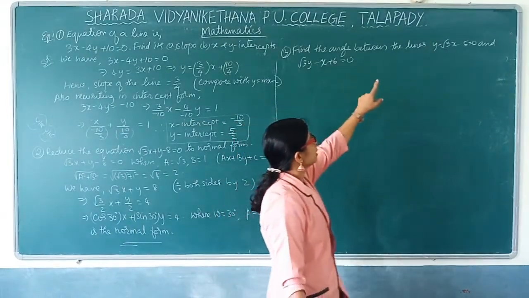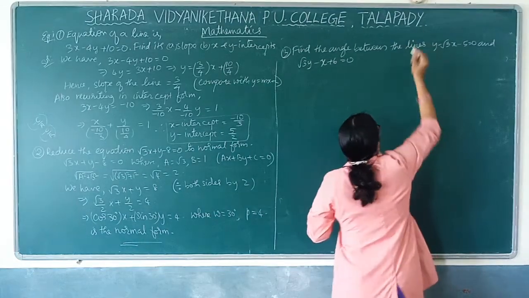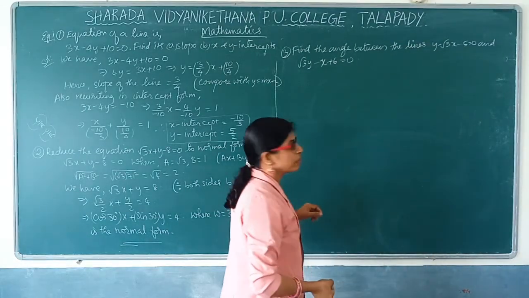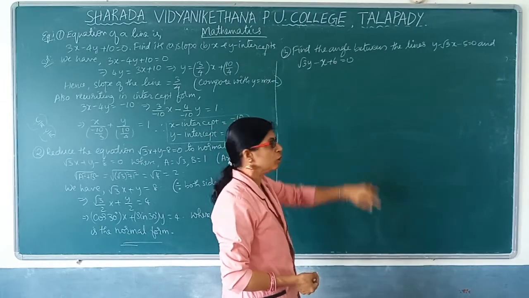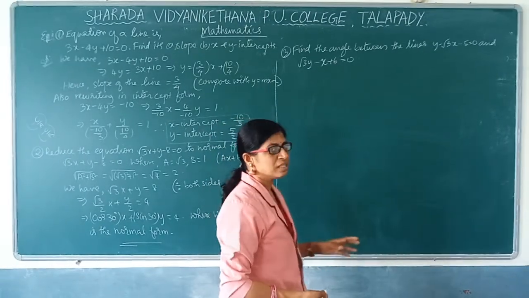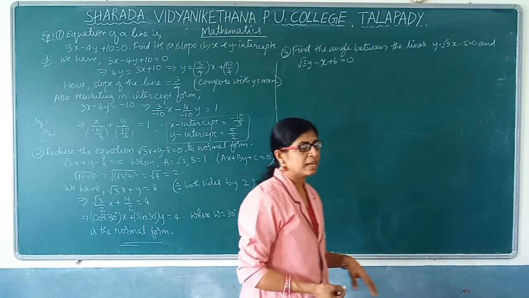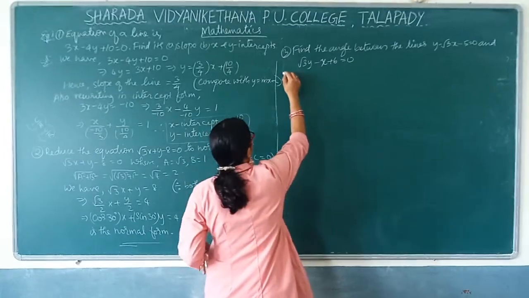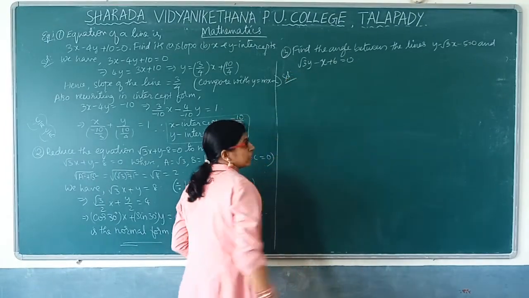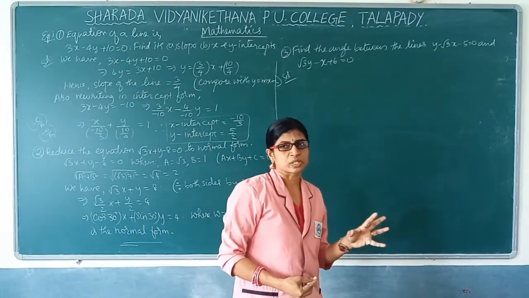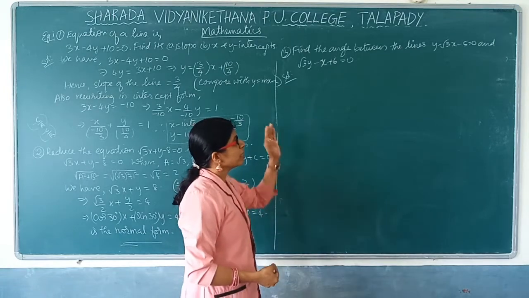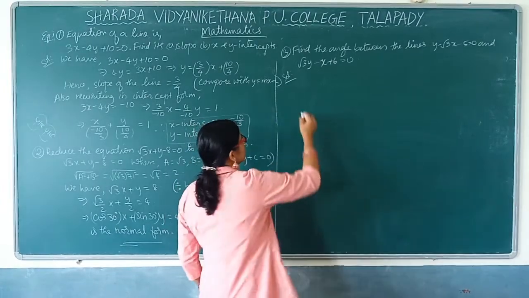Find the angle between the lines y minus root 3x minus 5 is equal to 0 and root 3y minus 1x plus 6 is equal to 0. Angle between the lines, here, you know the formula. What is that? Tan theta. So what is the angle between the two lines? That is tan theta. So to bring that, we need m1 and m2. We need the two slopes. How to get the slopes? By writing it in the slope intercept form.